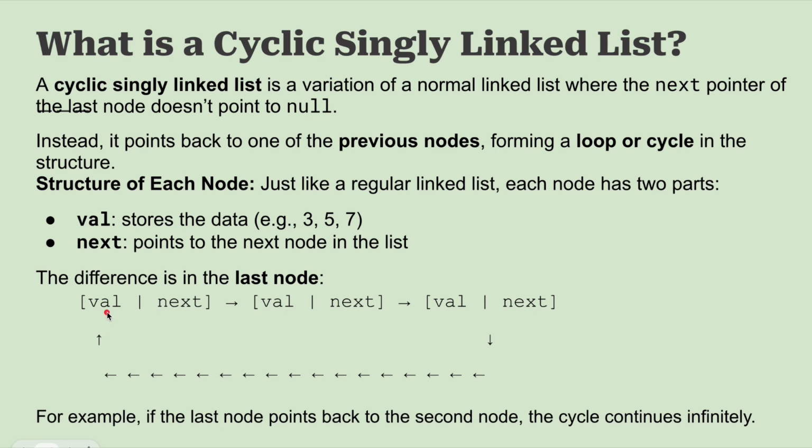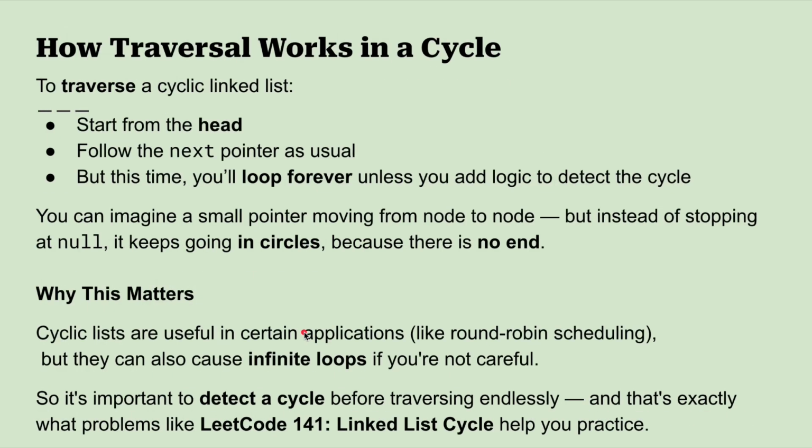So there is no last node, right? And so it forms a cycle like this. I hope you understand. So how does traversal work in a cyclic linked list?